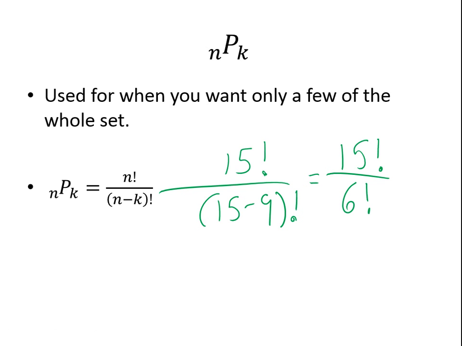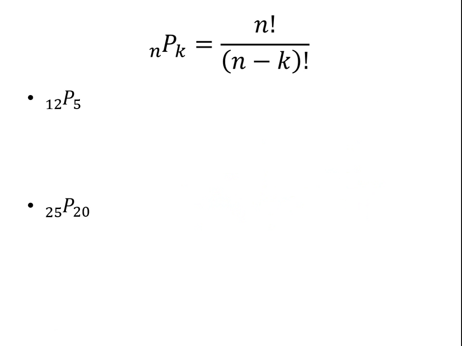which gives us 15, 14, 13, 12, 11, 10, 9, 8, 7. Okay, and you see we have that number. So take a second and find the permutation for each of the following, 12P5 and 25P20. Okay, so I'll give you a second.